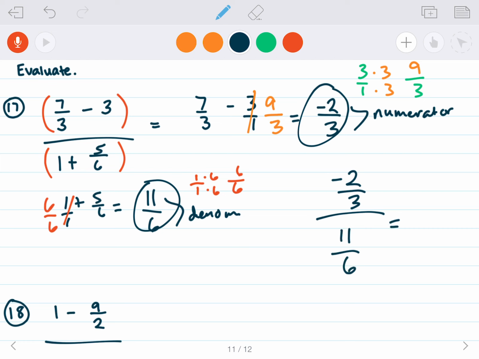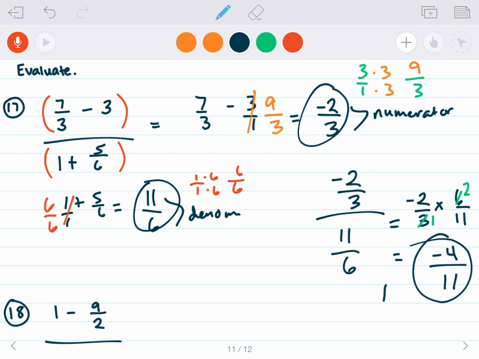And remember, we call this a complex fraction when we have the big bar there. This is just division, right? So what do we do? We keep, change, flip: keep the top, change this to multiplication, flip the bottom. And I can cross simplify the 3 and the 6. 3 goes into itself once and 3 goes into 6 2 times. Multiplying straight across, we get negative 2 times 2 is negative 4 over 1 times 11 is 11. This is my final answer.